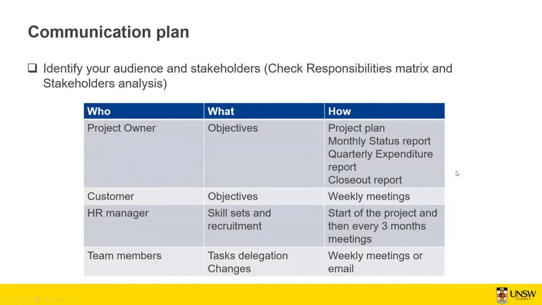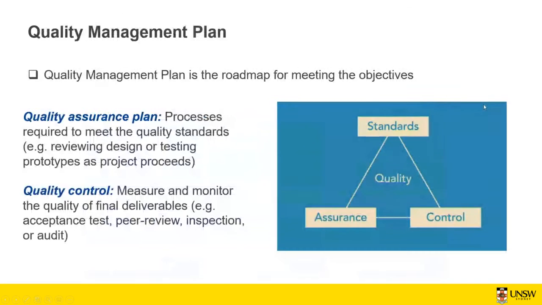The other thing that you need to have after the project plan finishes is the communication plan. So you look at your responsibilities matrix and a stakeholder analysis and provide a table like this, which should, for example, say the project owner, what needs to be communicated, perhaps objectives and how, in terms of the project plan, monthly status report, closeout reports, and the same thing for other customers, HR manager, team members. So this gives you an idea of how you can communicate the progress of the project after it gets started.